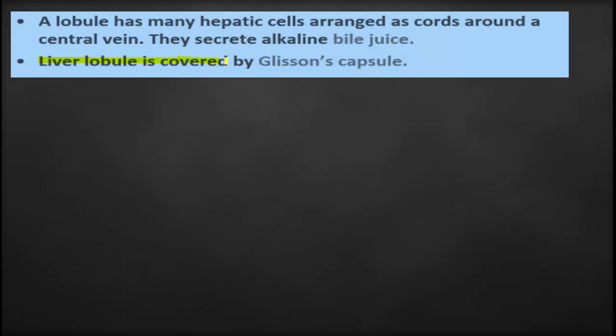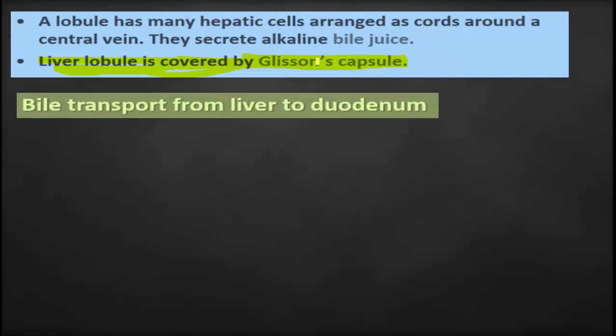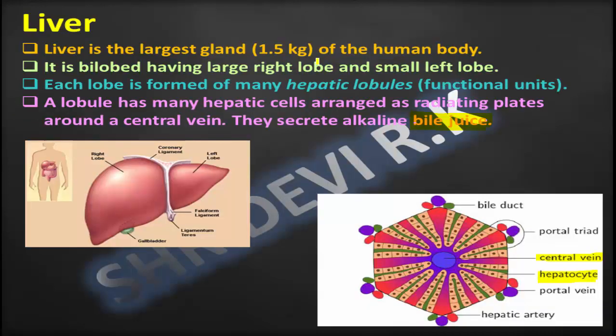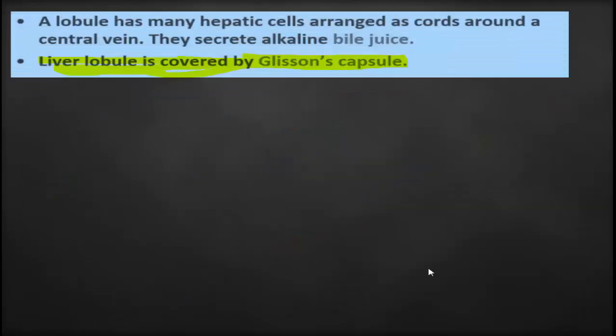Liver is covered by Glissen's capsule. Covering of the liver is referred to as Glissen's capsule. So, in the previous slide, here are hepatocytes or hepatic cells. All of them are arranged around the central vein. The covering of the hepatic lobule is called the Glissen's capsule. Every hepatic lobule is covered by Glissen's capsule.